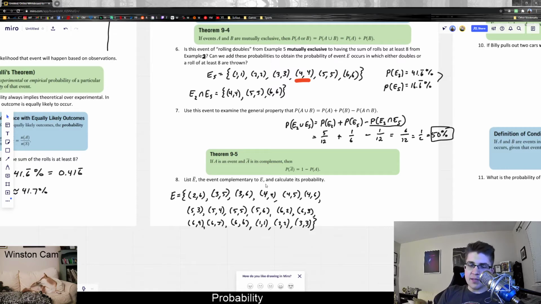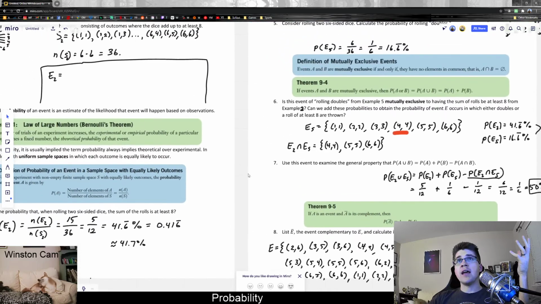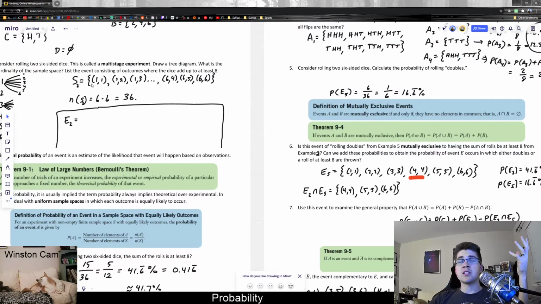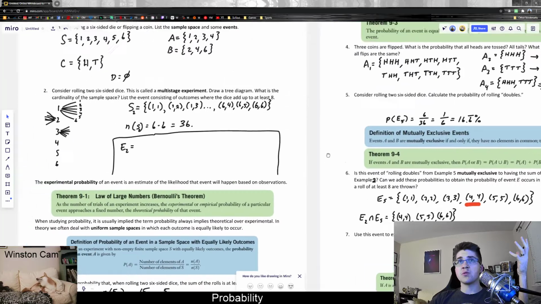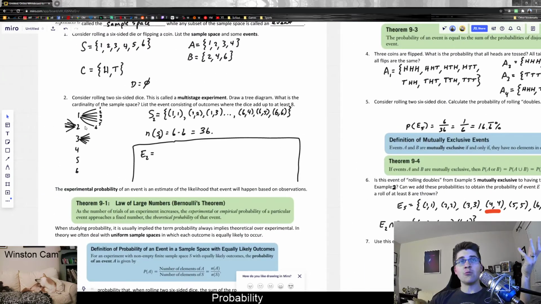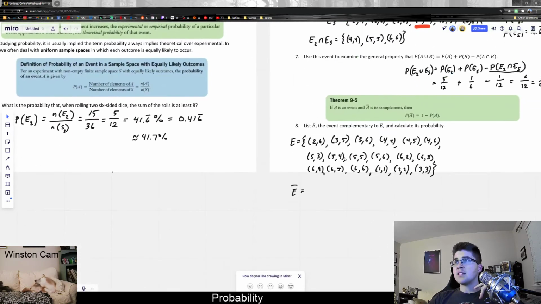E bar always means the set complement to the set. And that's basically everything in the sample space excluding those. So basically it would be every die roll that is not doubles and does not add up to 8 or higher. Returning back to our sample space, it was all 36 of those rolls that we started to run out in example number 2. So like 1, 1, 1, 2, 1, 3. But basically, we'd want to throw out all of these and take everything else.